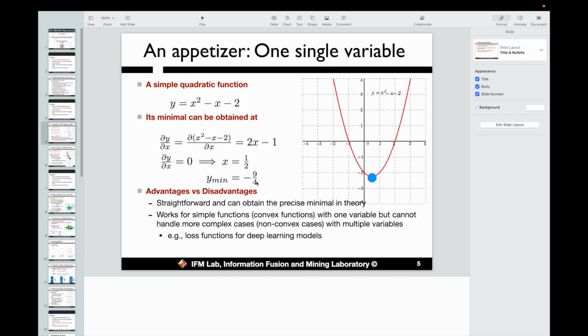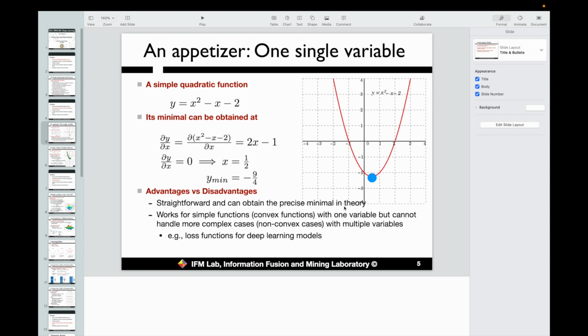So this is the way we did optimization with our algebra knowledge before. In this way, we can obtain the precise minimum value of the function as well as the specific x value which produces this minimum. So this method is very straightforward, I think, for you. And we can also obtain the precise minimum value analytically.